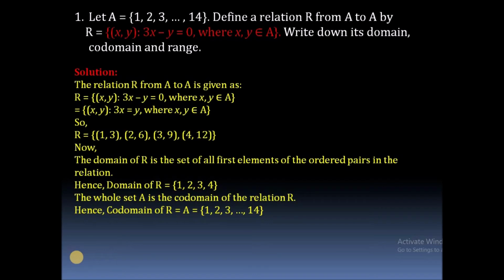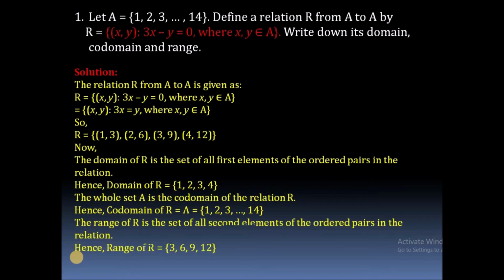Hence the codomain of R is equal to the whole set A, and the range of R is the set of all second elements of the ordered pairs in the relation. The elements that are related from the domain come in the range. So our range will be 3, 6, 9, 12. In short, you wrote R in roster form as ordered pairs. The first element, the x coordinate, represents the domain, the second element represents the range, and the codomain is the whole second set.